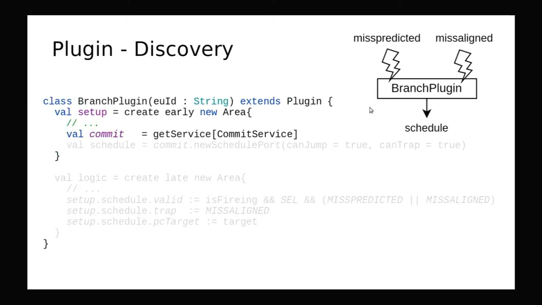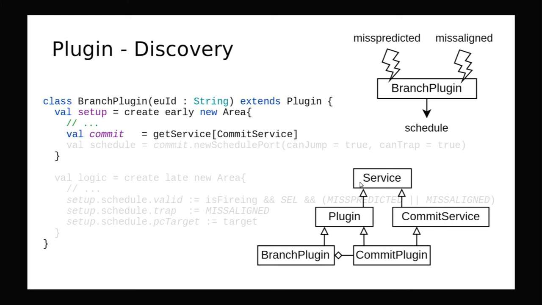So, for instance, in the case of the branch plugin, we need to do two things. We need to detect if there is a mispredicted branch and correct it. And we also need to raise an exception, a trap, in the CPU if the branch is misaligned. To do that, we need a schedule interface to put the CPU back on track. And the way we can get this interface is not to wire things in the top level by hand, but something much more dynamic than this. We will use some API from the plugin base class, which is like get the service which implements this software interface, commit service. Commit service is an abstract class, so a software interface. And we can retrieve, in the list of all the plugins, which one implements that software interface.